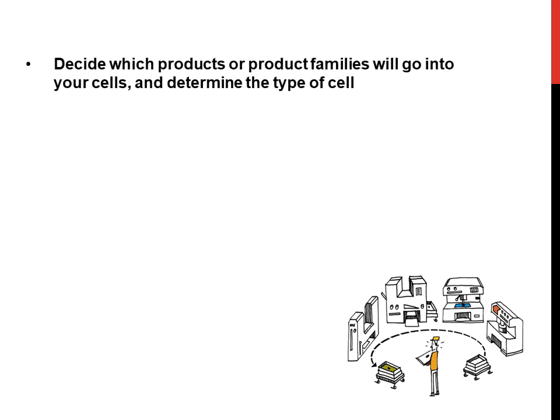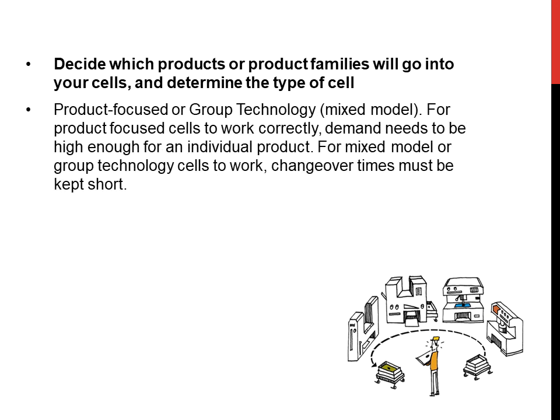You decide which products or product families will go into your cells and determine the type of cell. For instance, is it product focused or group technology or mixed model? For product focused cells to work correctly, demand needs to be high enough for an individual product. For mixed model or group technology cells to work, changeover times must be kept short.